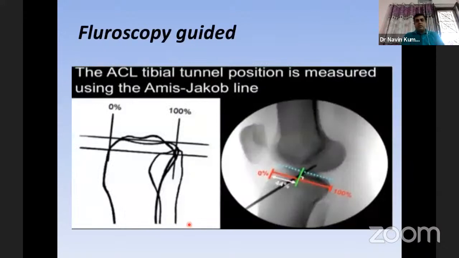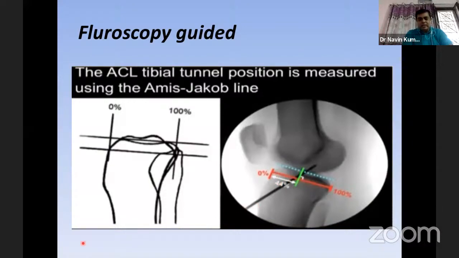Another method is the fluoroscopy method. Intraoperatively you can use the C-arm. The line described by Amis and Jakob, that's the Amis-Jakob line. They have drawn this line on the basis of the proximal-most part of the tibia, with the medial border and the lateral border, and from anterior to posterior it goes from 0 to 100. What they found is that the ACL insertion on the tibia is around 44% anteriorly. So of course it is less than 50%, meaning it is situated more anteriorly.